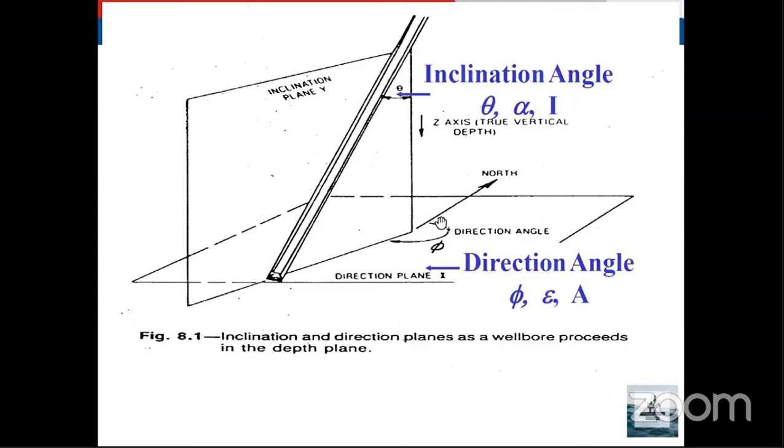As we saw in the previous slides, the azimuth is the angle from the north direction. This is the north direction here. It is measured clockwise, not in this direction. So the azimuth is measured from the north direction clockwise. Every point on the well path will have an inclination, an azimuth, a measured depth and a true vertical depth.